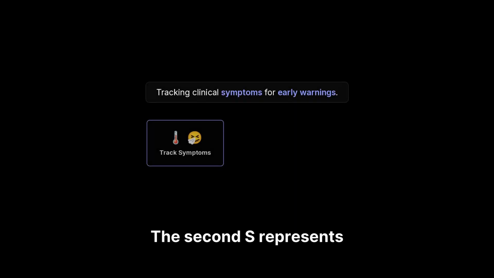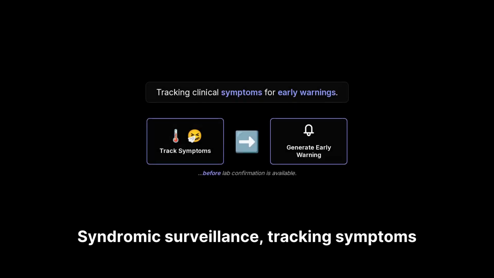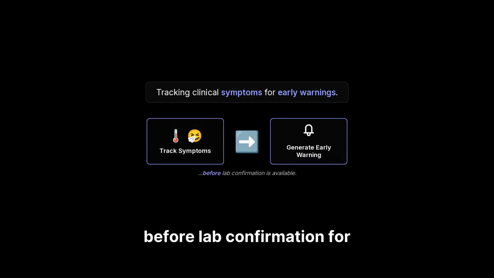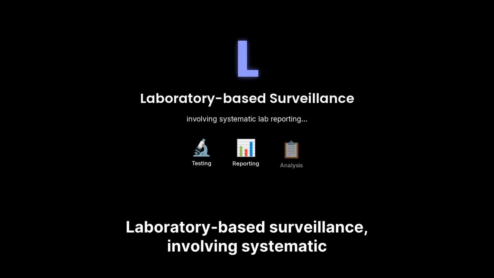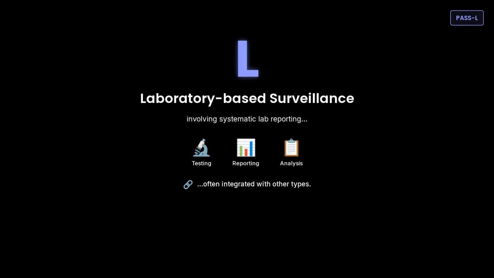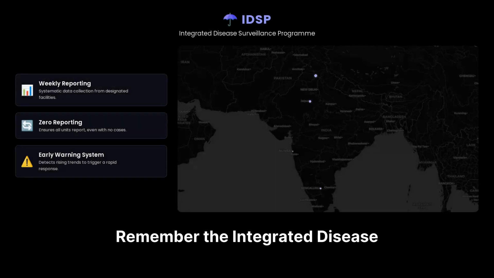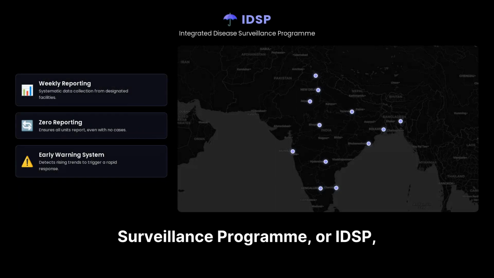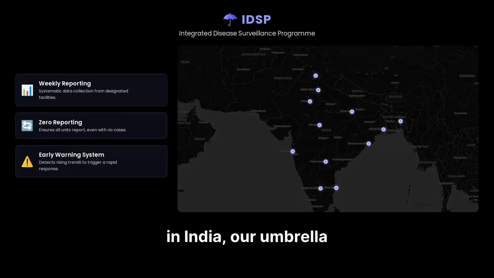The second S represents Syndromic surveillance, tracking symptoms before lab confirmation for early warnings. Finally, L is for laboratory-based surveillance, involving systematic lab reporting, often integrated with other types. Remember the Integrated Disease Surveillance Program, or IDSP, in India, our umbrella early warning and response system.